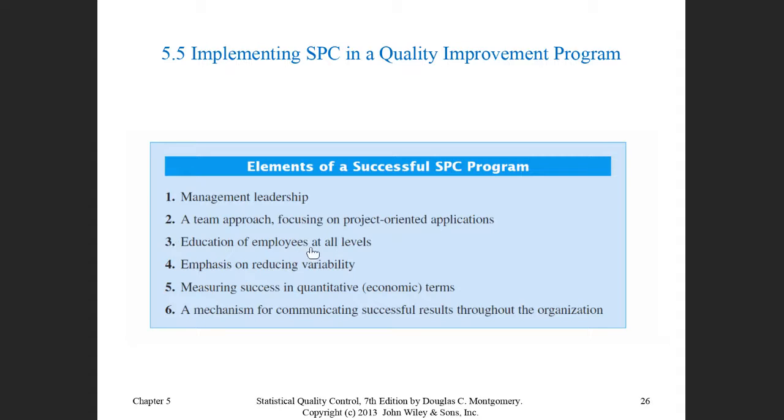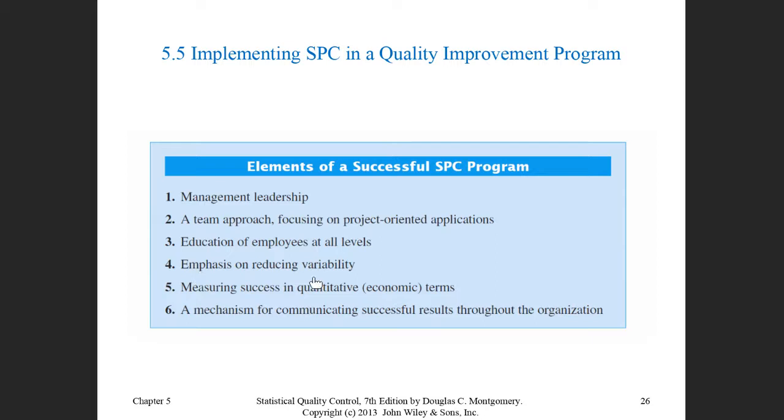Education of employees at all levels. You have to educate the employees about the implementation of solving the problem, so they collaborate with you and help you in solving it, because you will need their help. You cannot just fix the process without educating your employees and showing why you are making these changes.